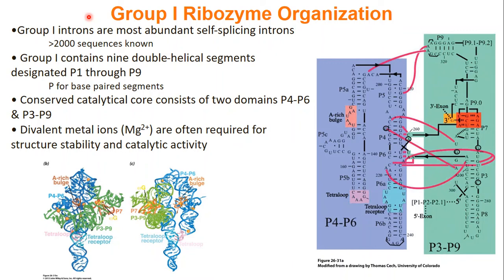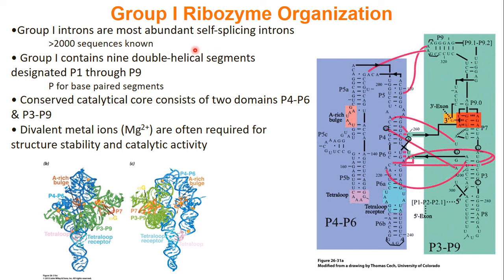In this video, we're going to look at the structure of RNases. And we're going to start with our group 1 ribozymes. The group 1 introns are the most abundant self-splicing intron type. Remember, in the previous video we talked about group 1 and group 2, so we're looking at group 1 here. And so far, we know of over 2,000 different types of group 1 ribozymes.